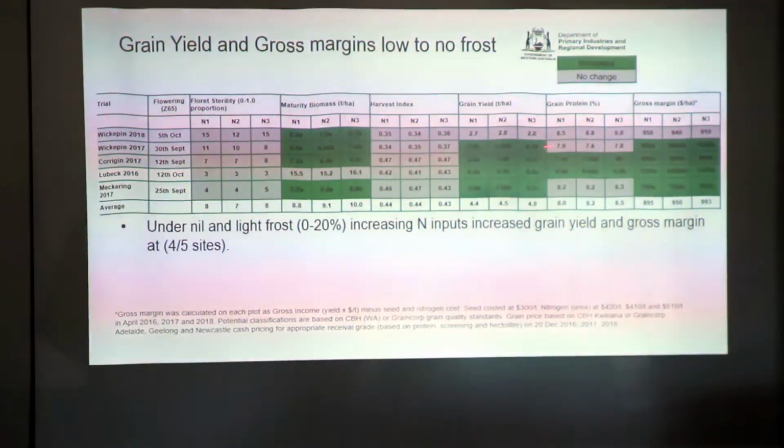The grain yield significantly increased at 3 of the 4 sites. Grain protein increased at 2 of the 5 sites. And we got basically positive gross margins, where essentially we'll be better off putting on more nitrogen, as we'd expect.